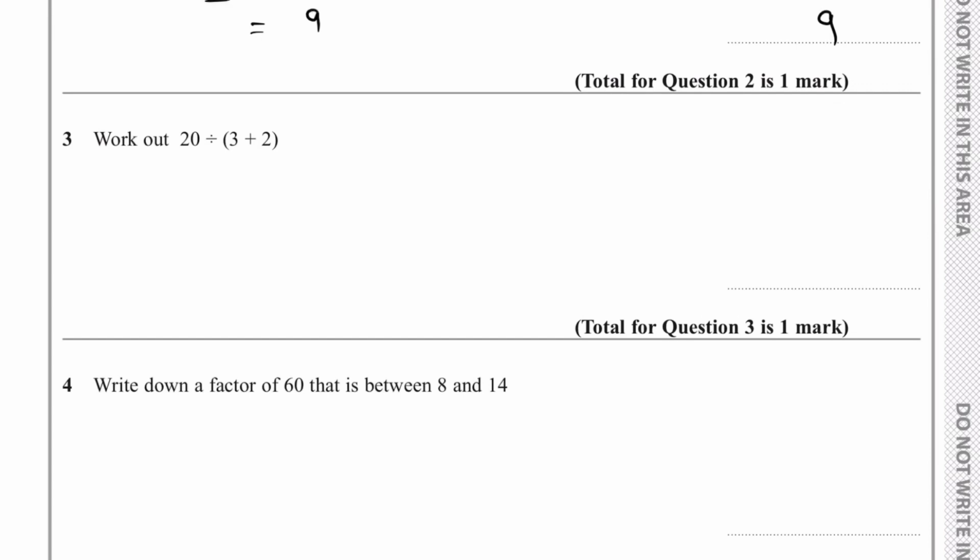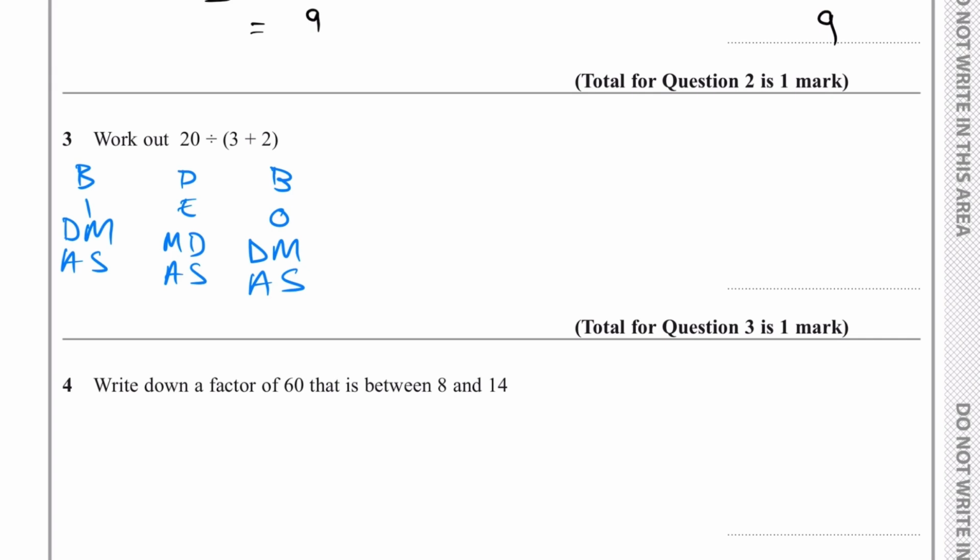Question 3 asks us to work out what 20 divided by brackets 3 plus 2. The question is all about understanding something called the order of operations. You might have heard of it as BIDMAS, PEMDAS, or BODMAS. It's a set of rules that tells us the correct order to solve different parts of a maths problem. BIDMAS stands for brackets, indices, division, multiplication, and addition and subtraction. It's like a checklist that helps us know what to do first.